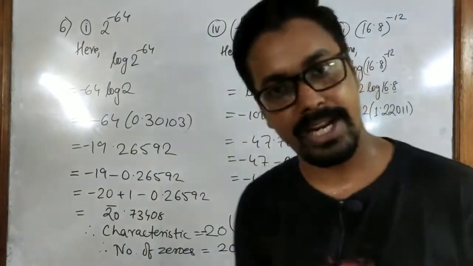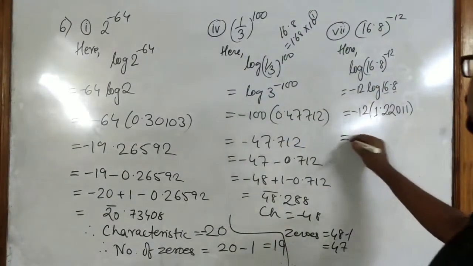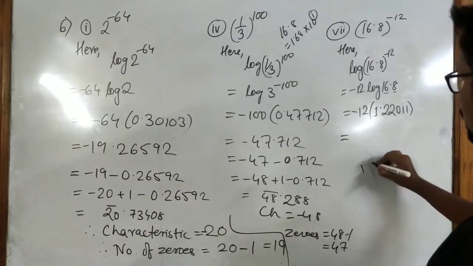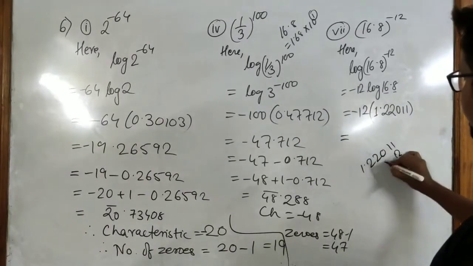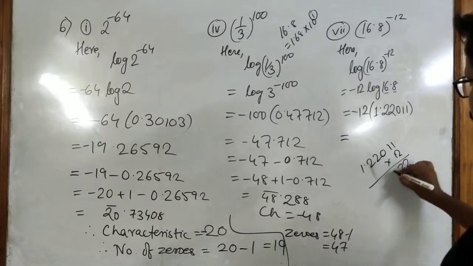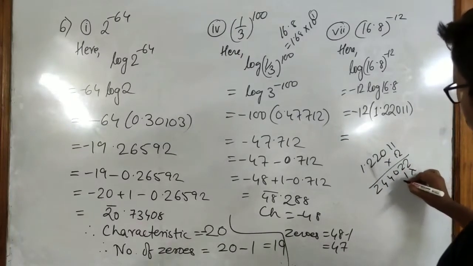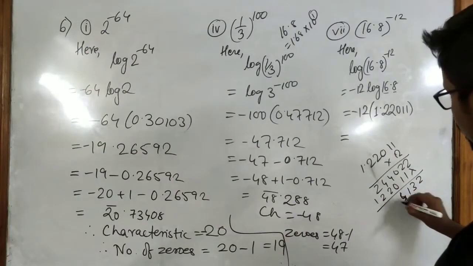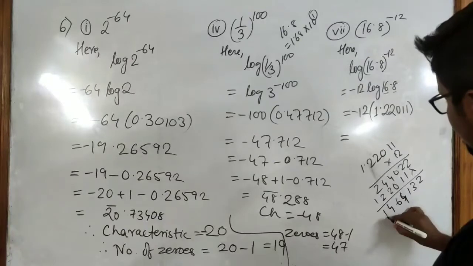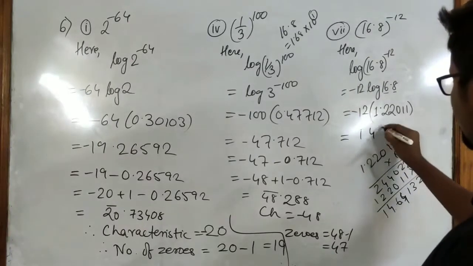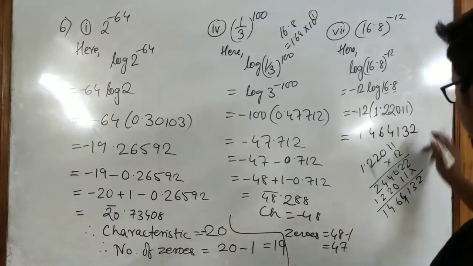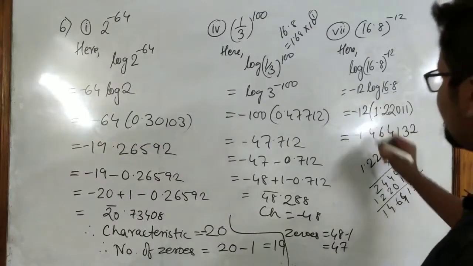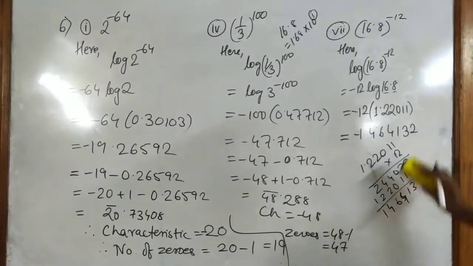Now we need to multiply it with 12. So let's multiply this with 12. We are going to get 1.22011 multiplied by 12. So we get 244022 and 1220110, which gives 14.64132. It is minus. So that is the value we have.